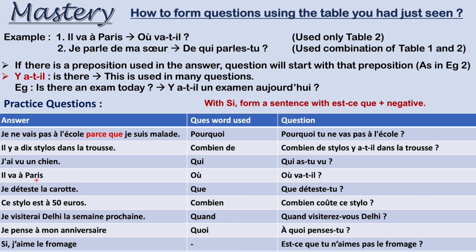Now, Il va à Paris. He goes to Paris. Here we'll be using où. He goes to Paris. Where does he go? So, Où va-t-il? Where does he go? Or where he goes? Où va-t-il? We have used T in between for the sake of pronunciation. Va-t-il, right?